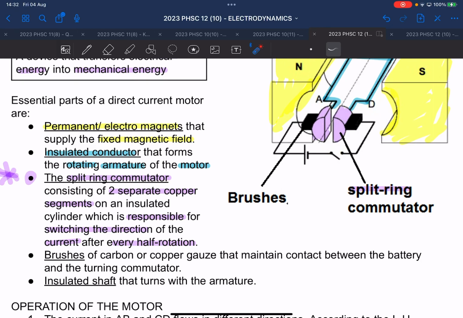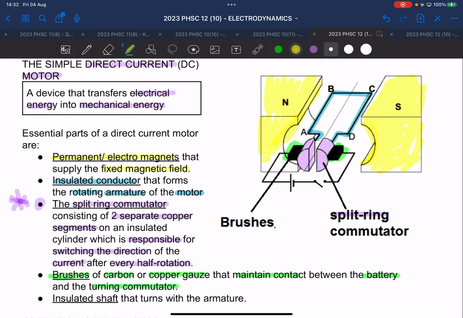Okay, then we have the brushes, die borsels. The brushes are there on the side. Their function, they're either made out of carbon or copper, of koolstof, and that is just to maintain contact, om contact te behou tussen die battery, between the external circuit and the commutators. Okay, it's just there to make contact.